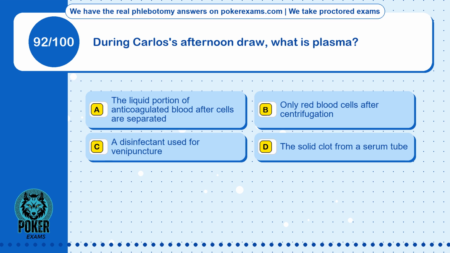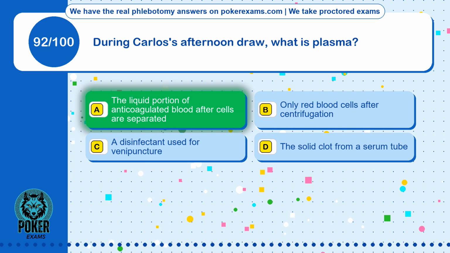Question 92. During Carlos's afternoon draw, what is plasma? Option A. The liquid portion of anticoagulated blood after cells are separated. Option B. Only red blood cells after centrifugation. Option C. A disinfectant used for venipuncture. Option D. The solid clot from a serum tube.